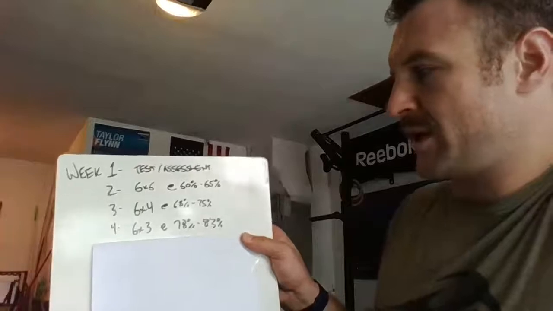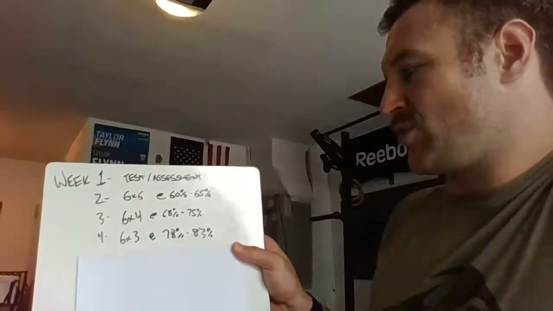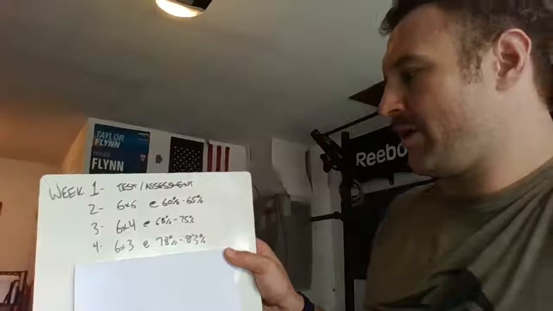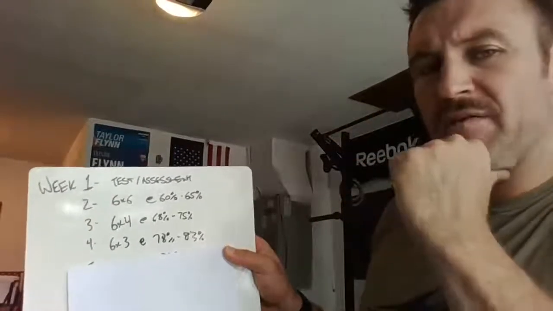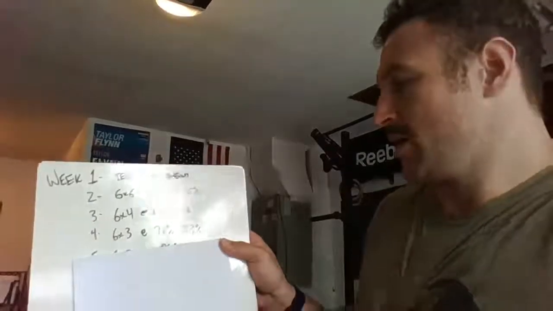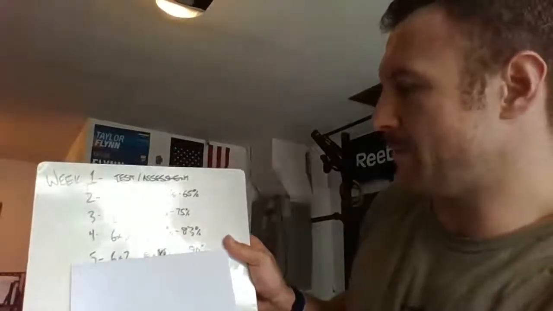So 6 sets of 3 on week 4 at 78 to 83%. Now I would consider anything less than 80 light or moderate. And once you get above 80, that's kind of like moderate to heavy, right? So 6 by 3 at 78 to 83%.